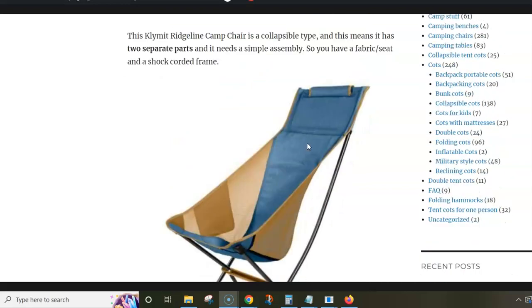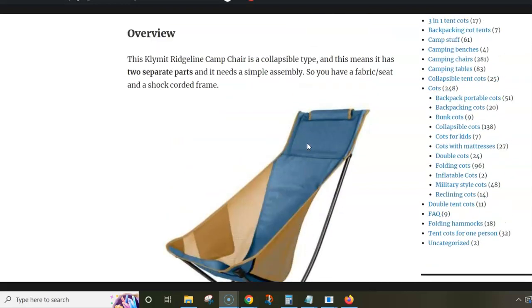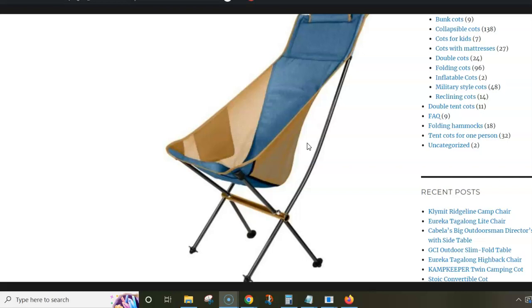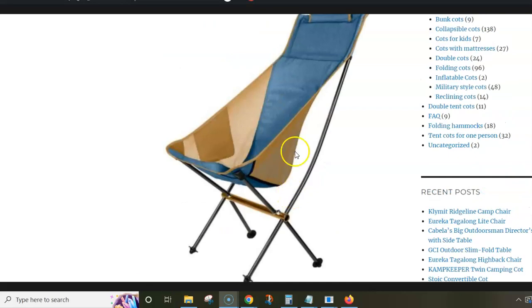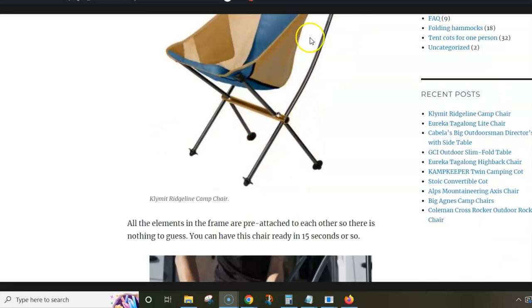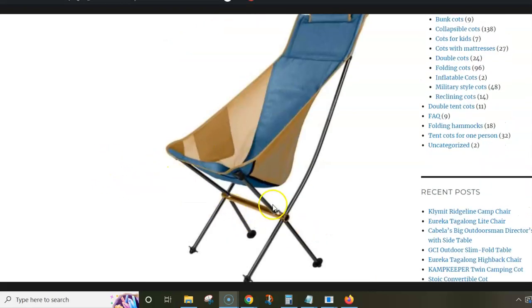And the chair is collapsible, which means you have only two separate parts. And this is a shock-coated frame, which is without any plastic elements, except for these plastic caps on the feet and the fabric. So it's very easy to set up. All these tubes are pre-attached to each other, and you simply shake it a little bit and it will come in place by itself almost.